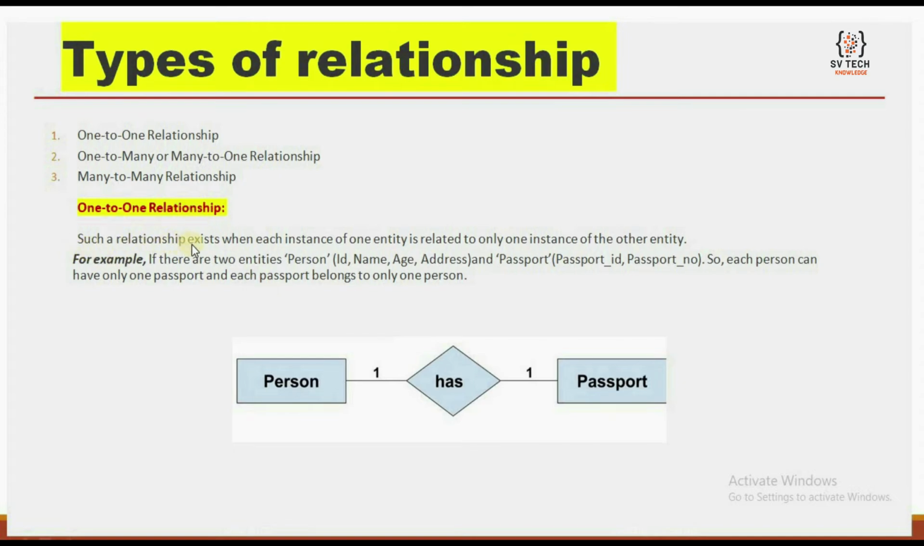One-to-one relationship. Such a relationship exists when each instance of one entity is related to only one instance of another entity. For example, if there are two entities, person and passport, each entity will have some attributes, or properties as we call them. That is person ID, name, age, address. For the passport entity, we have attributes passport ID and passport number. Each person can have only one passport, and each passport belongs to only one person. For a person, there should be only one passport. One passport belongs to only one person. No one can have two passports, and no passport belongs to two persons. This is the link. Okay.